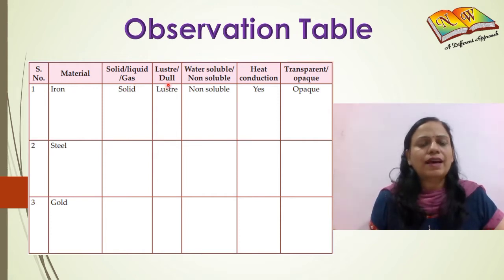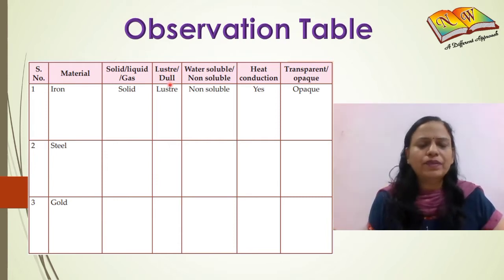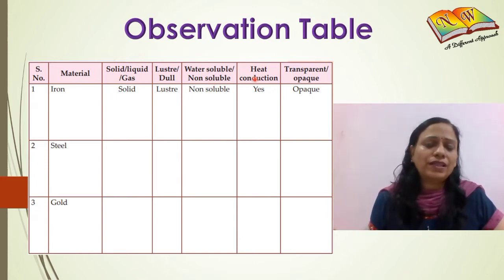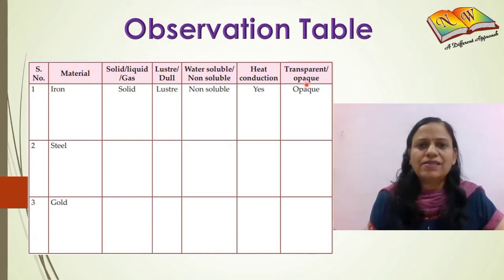Then luster and dull: lustrous is something that is shiny, that has a metallic shine to it, and dull is something that doesn't shine. Water soluble means something that can dissolve in water, and non-soluble means anything that does not dissolve in water. Heat conduction means whether that substance will allow heat to flow through it or not. And transparent means whether you can see through that object, and opaque is something through which you cannot see. So these are the properties we'll be considering.